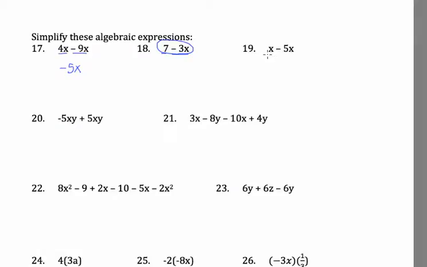X minus 5x. We have two terms here. X and negative 5x. Anytime you have an x, the coefficient on that x is a 1. Now that doesn't mean that x is equal to 1, just that the coefficient is 1. There's one of the x's. 1x minus 5x. Think money. You had $1, you lost 5, now you're 4 in the hole. So there's negative 4x.